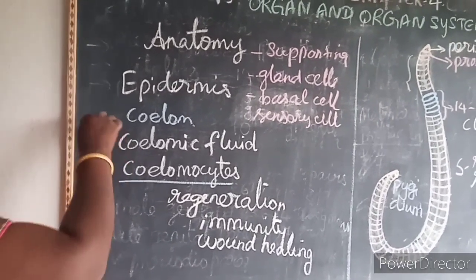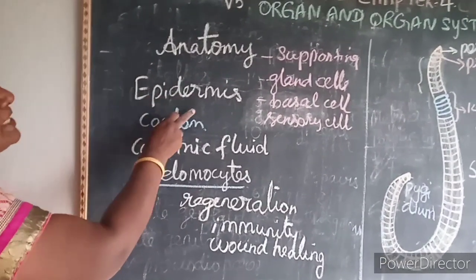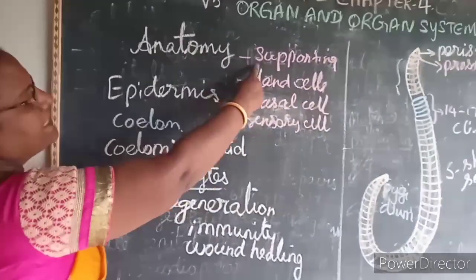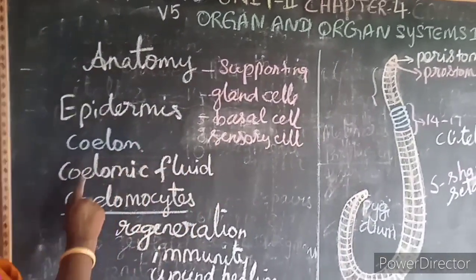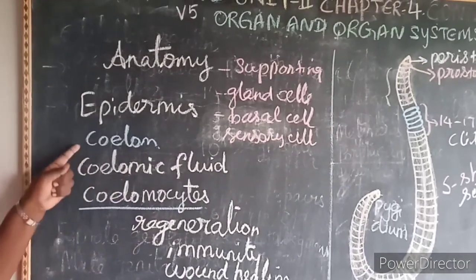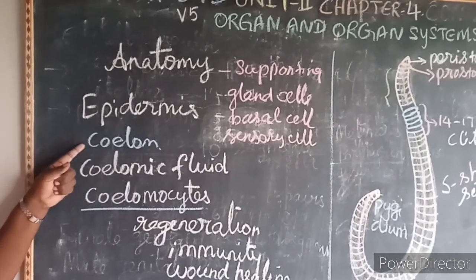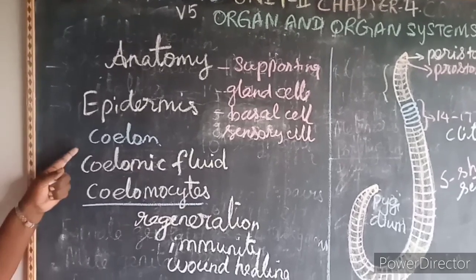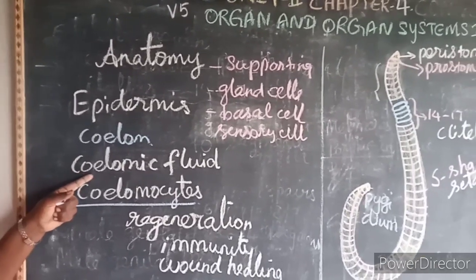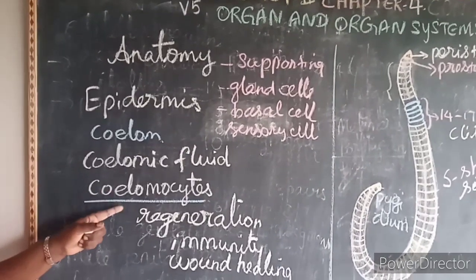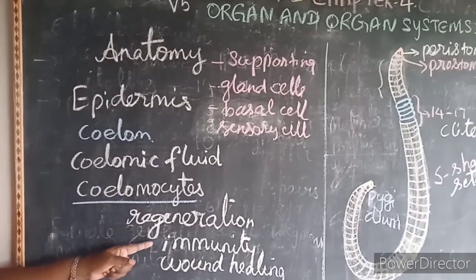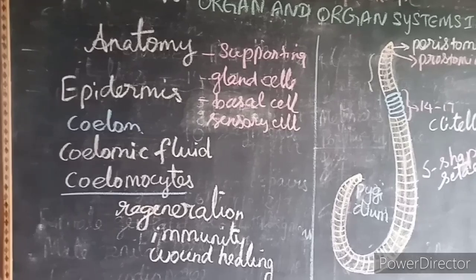So what is the first one? Epidermis. What are the cells present in the epidermis? Supporting cells, gland cells, basal cells, and sensory cells. Then the space between the body wall and the digestive tract is known as coelom. If it is filled with fluid, that is coelomic fluid. It contains cells known as coelomocytes, which help in regeneration, immunity, and wound healing.